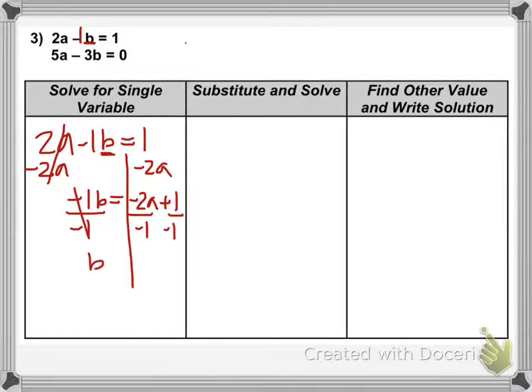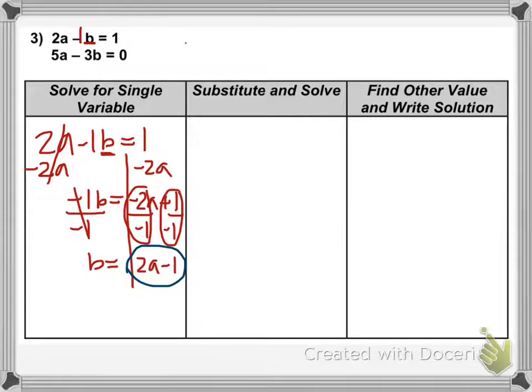So I'm going to divide every single term by that -1. And I get b equals, and then on the other side I'll simplify those fractions. -2 divided by -1 is +2a, and then 1 divided by -1 is -1. So b equals the expression 2a minus 1.